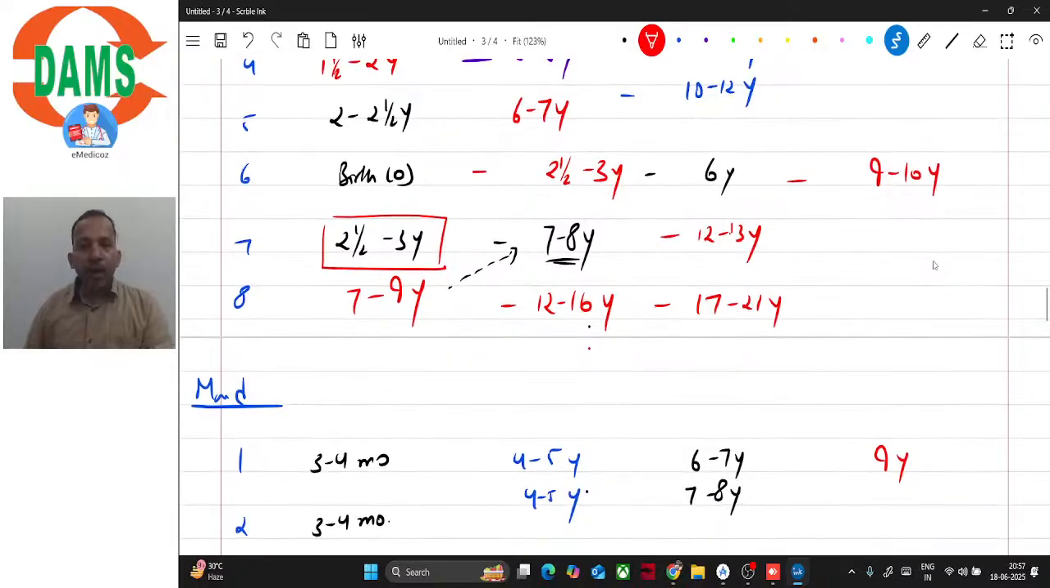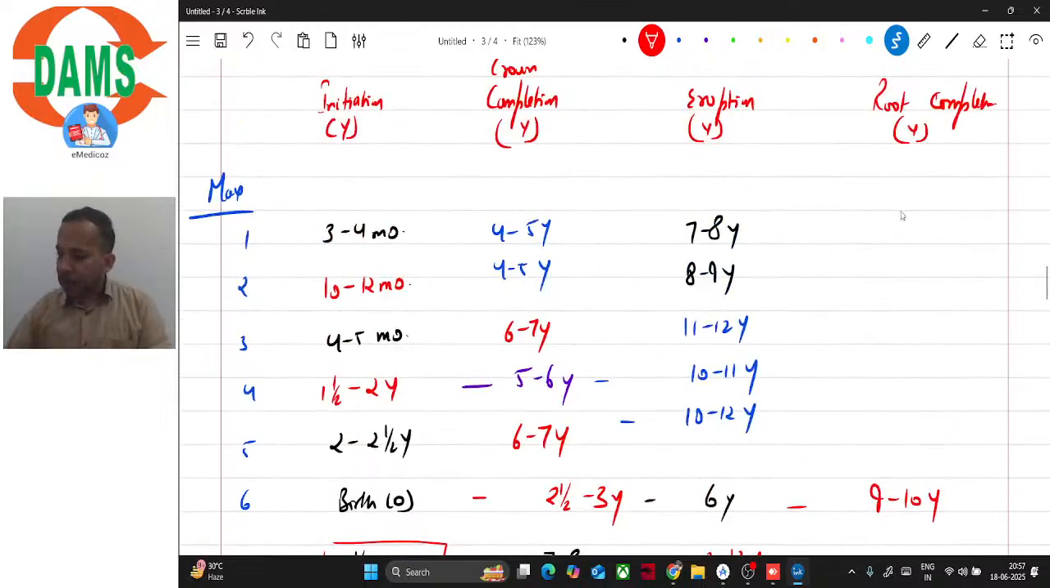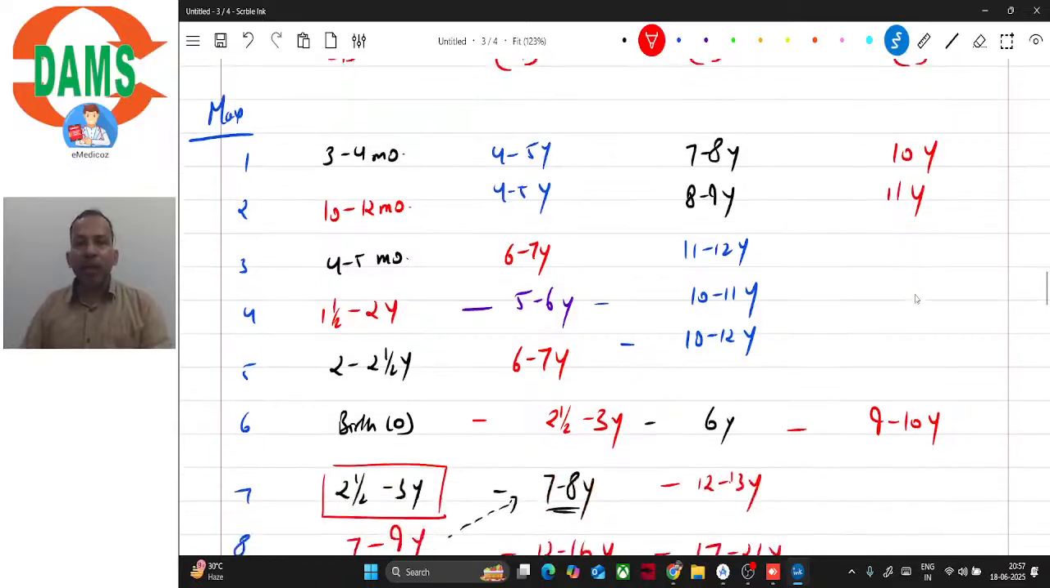So the next two to complete would be lower lateral, and along with the lower lateral, upper central roots will also complete. So upper central also completes at about 10 years of age. Then next is 11 years. So all the incisors are completed and the first molars are completed, right? Roots of all the incisors and first molars are completed.